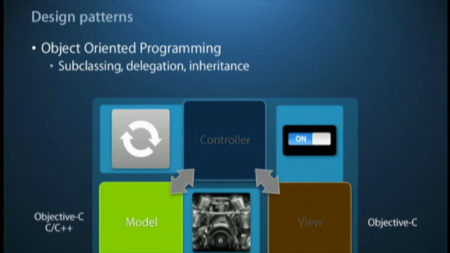Then, the model is the engine of your application. It represents how you manage, manipulate, and store your own data. You'll use Objective-C to interact with the system at the UI layer, but you have a choice of using C, C++, or Objective-C in your own model code.